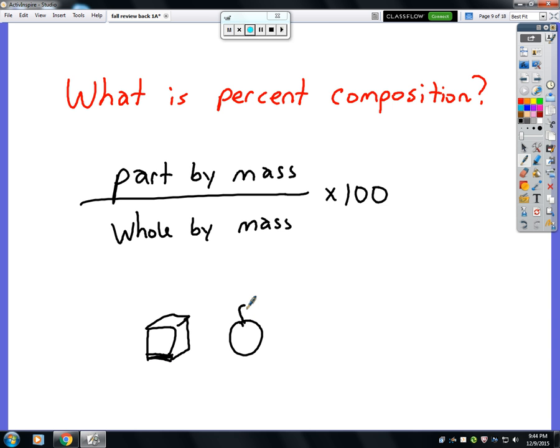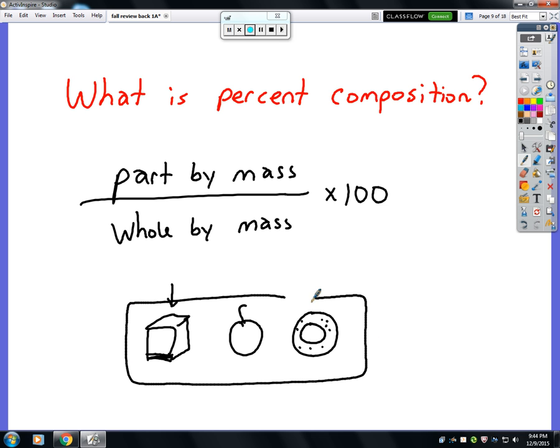So if you were to take this box and this circle, which is an apple or cherry, and this donut with sprinkles on it, and figure out, if you had to mail it in a box at the post office, and you wanted to know how much this box was out of the whole thing, you'd have to take the mass of everything. The box, the cherry, and the donut, and that will go down here. All right, you add all those up, and then you'd figure out just the box, and the mass of just the box will go on top. And that will be part of the box over the whole, the box, the cherry, and the donut by mass.